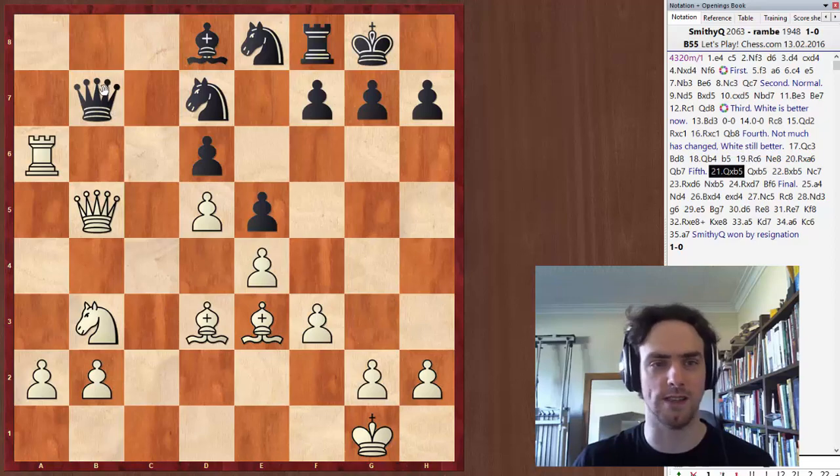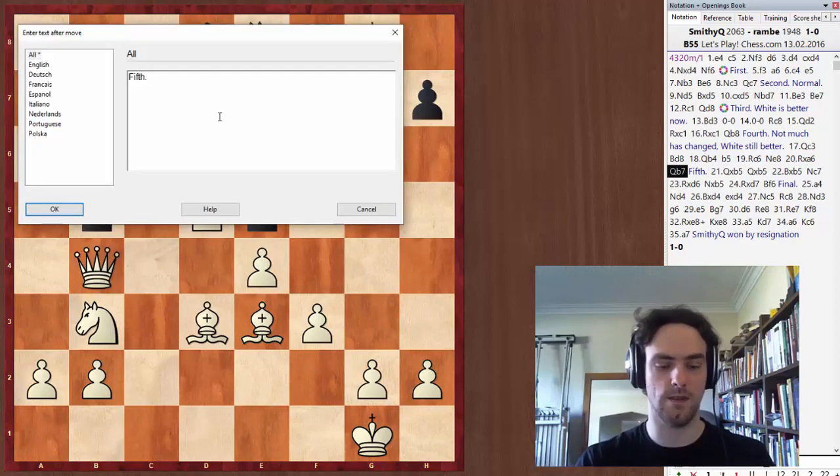White has 2 passed pawns. It looks like white is simply winning here. Anything else? Still the 2 bishops. Black has no play. There's no danger. Looks like there's going to be a queen exchange. And yeah, so from here, we can say white is winning.